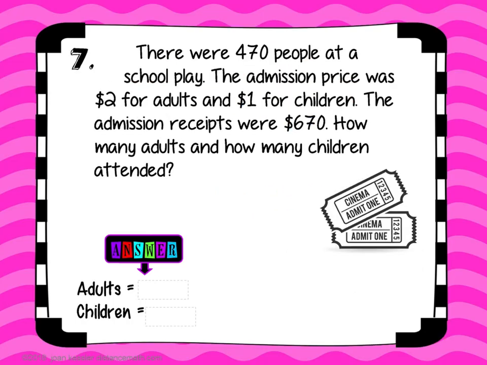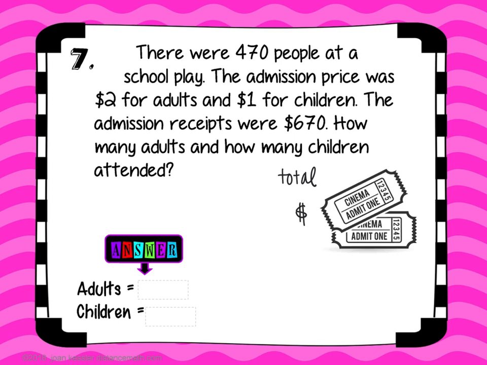There were 470 people at a school play. The admission price was $2 for adults and $1 for children. The admission receipts were $670. How many adults and how many children attended? So this is very similar to the last one. So there's two things happening. I have a total, and then I have equations dealing with money.